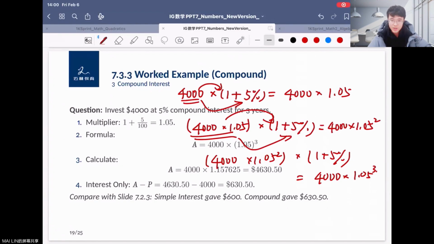So how much money did you earn? 4,000 times 1.05 cubed minus 4,000 gives the interest you earned, which is about $630.5. Really a great amount. In just 3 years, the money in your bank gains a lot. 600 over 4,000 is maybe 15% or more. This is a great amount.